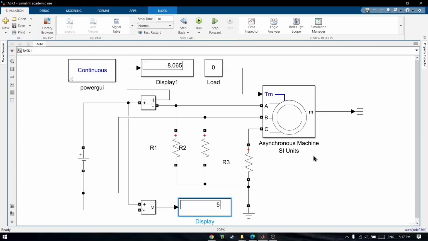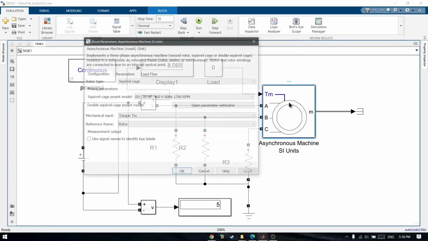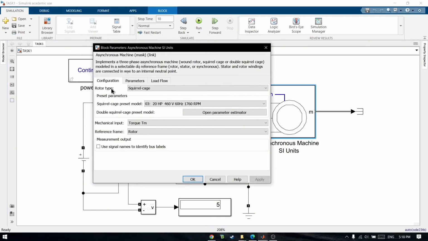And that concludes our demonstration of the DC test for a 3-phase induction motor. This test provides essential data for analyzing and modeling the motor's performance. And for the block parameter configuration, we use the rotor type squirrel cage because the squirrel cage rotor is the most common type of induction motor rotor, especially in industrial applications.